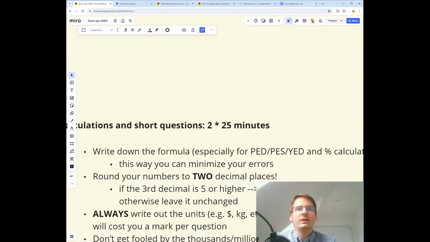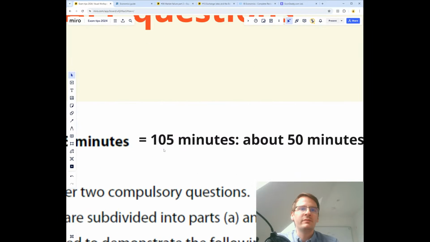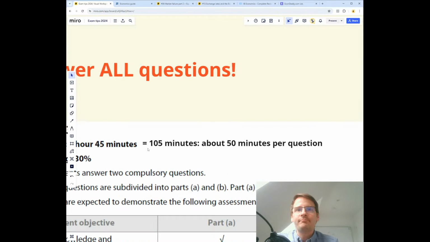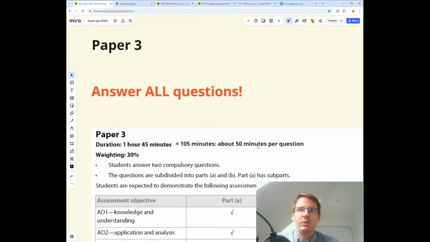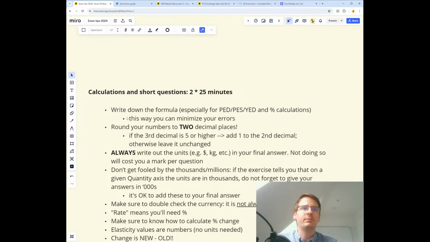My suggestion is to spend 25 minutes on these shorter questions and another 25 on the essay. And then you jump over to the second question, yet again, 25 on the short questions, 25 on the long final essay, because overall you have 105 minutes. So that's about 50 minutes per question. So if you kind of half it, it's going to work out pretty well.